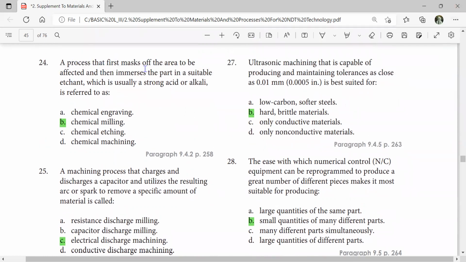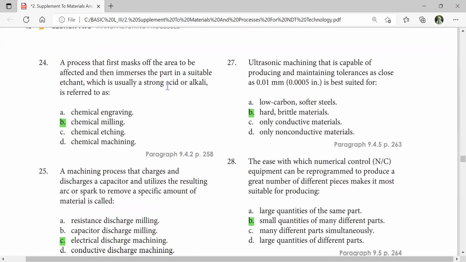A process that first masks off the area to be affected and then immerses the part in a suitable etchant, which is usually a strong acid or alkali, is referred to as chemical milling. Ultrasonic machining, which is capable of producing and maintaining tolerances as close as 0.01 millimeter, is best suited for hard, brittle material.